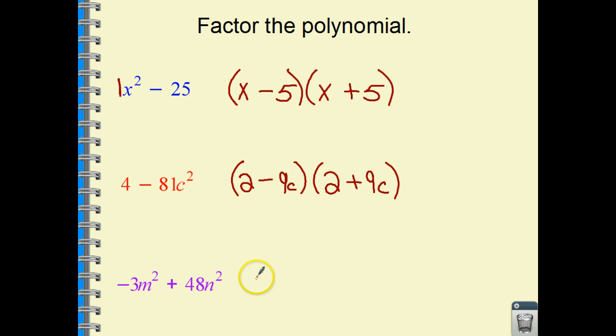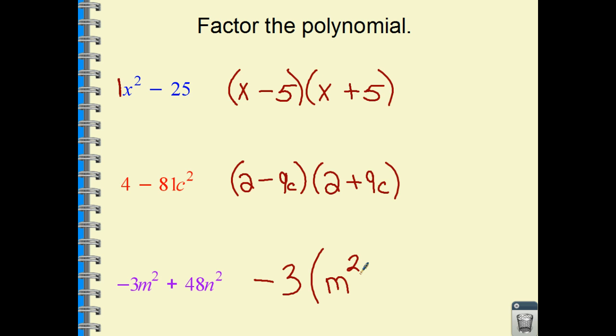All right, so we take out the negative. 3 and 48 have a common factor of 3. 3 goes into both of those evenly. Now the variables, I have an m squared and a different variable, an n squared. So I can't factor out a variable. So let's go back in now. What would get me those two terms? Well, negative 3 times what gets me negative 3m squared? That would be m squared.